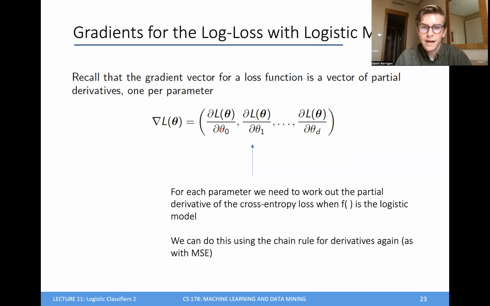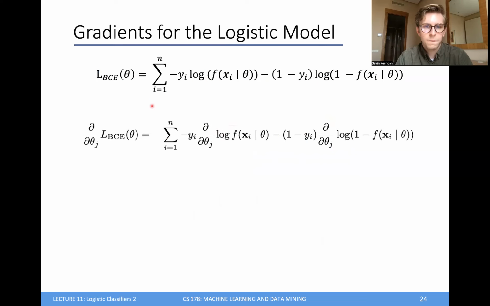So let's see how to actually calculate each of these partial derivatives for the case of the binary cross entropy loss with a logistic model. In the first line here, I just copied down my BCE loss. This is the loss function I'm trying to get the gradient for. And on the second line, I'm taking the derivative of this L_BCE with respect to the jth parameter in my model. Here j is going to eventually vary between 0 and d, but for now j is just some arbitrary subscript.